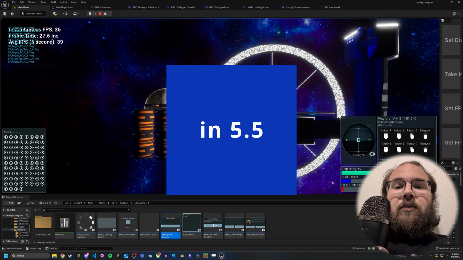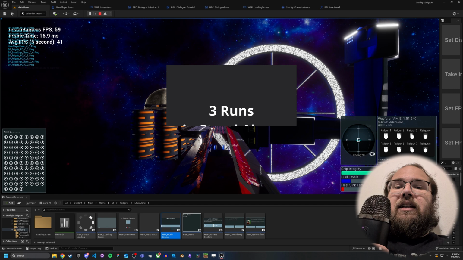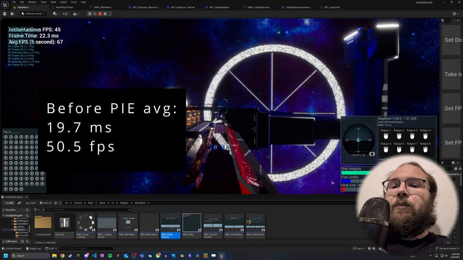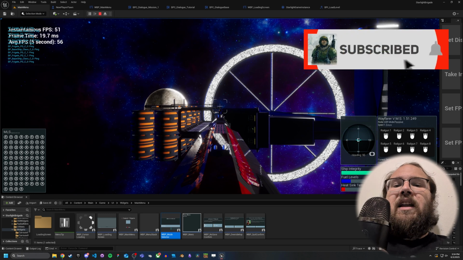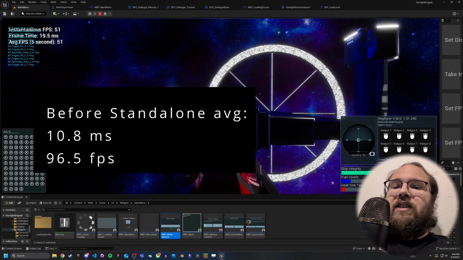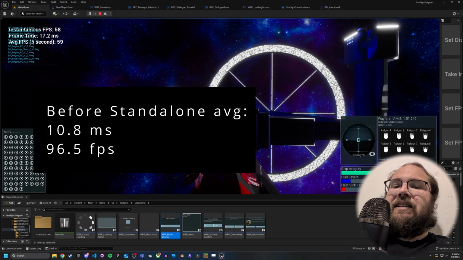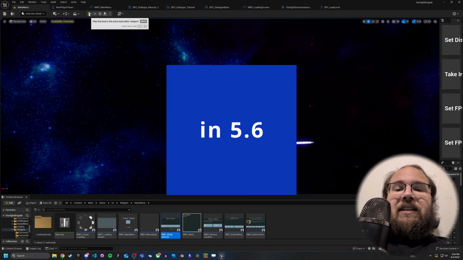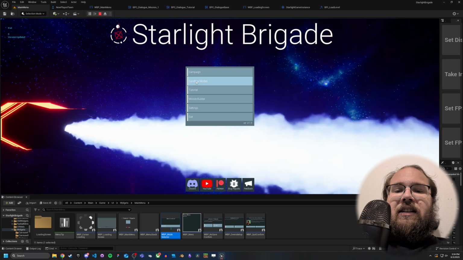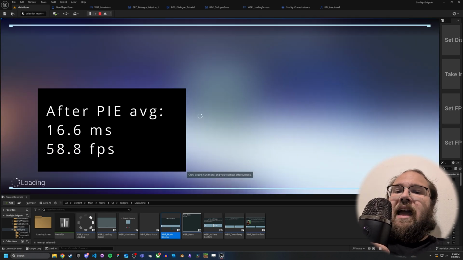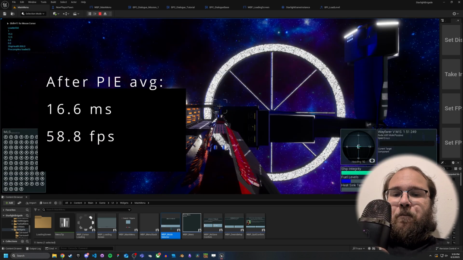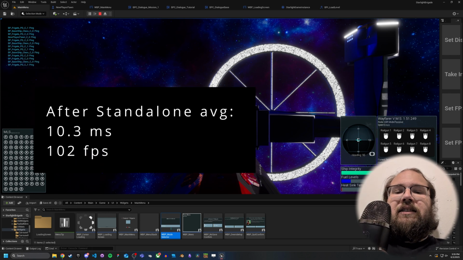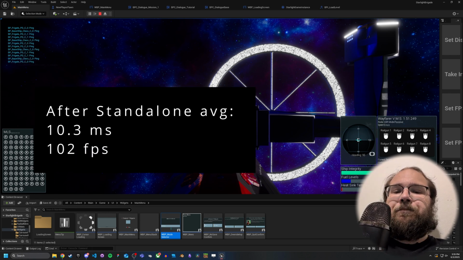So before, in 5.5, I was seeing in PIE an average of 19.7 milliseconds or 50.5 frames per second. And in standalone, I was seeing an average of 10.8 milliseconds and 96.5 frames per second. Now in 5.6, I'm seeing 16.6 milliseconds and 58.8 frames per second in PIE. And in standalone, I am seeing 10.3 milliseconds and 102 frames per second.